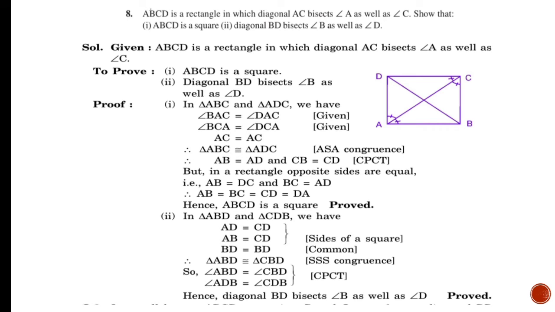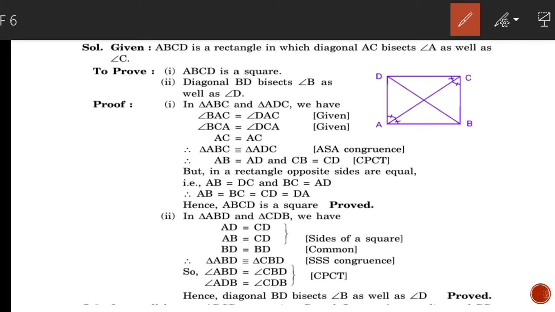Here the question states that ABCD is a rectangle in which the diagonal AC bisects angle A as well as angle C. Show that ABCD is a square. This is the first one that we have to prove, and the second one, the diagonal BD bisects angle B as well as angle D. So first it is given that ABCD is a rectangle and AC bisects angle A as well as angle C. To prove: ABCD is a square and diagonal BD bisects angle B and angle D.